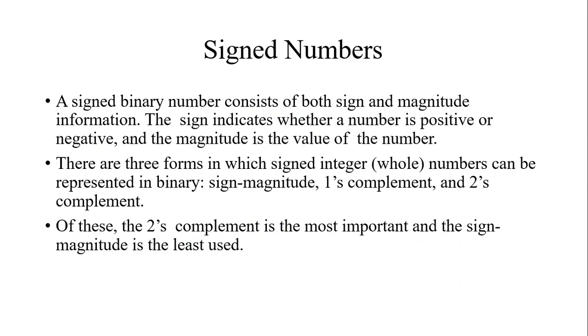Signed numbers. Representation of signed numbers. A signed binary number consists of both sign and magnitude information. The sign indicates whether the number is positive or negative, and the magnitude is the value of the number. There are three forms in which signed integer whole numbers can be represented in binary: signed magnitude, 1's complement, and 2's complement. Of these, the 2's complement is the most important, and signed magnitude is the least used form.